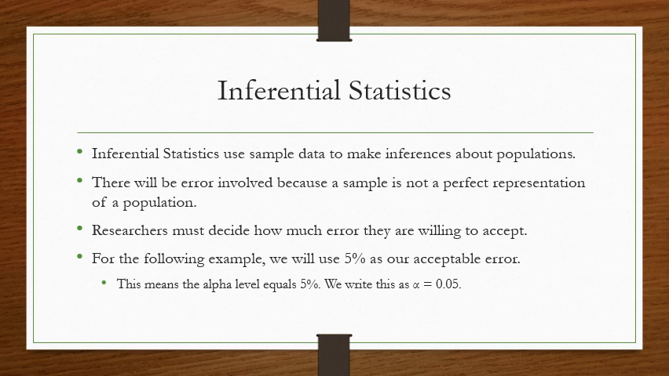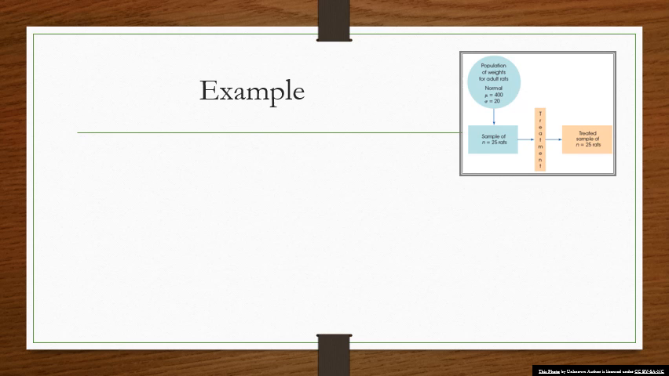In statistical terms, this is called an alpha level. This means that the alpha level would be equal to 5%, and we would write this as alpha equals 0.05. This means that we recognize 95% of scores as being close to the mean.